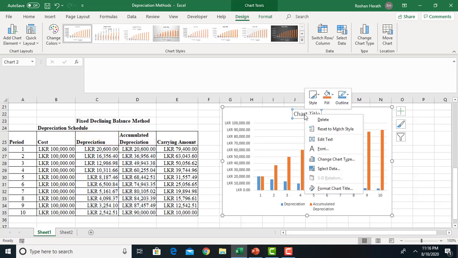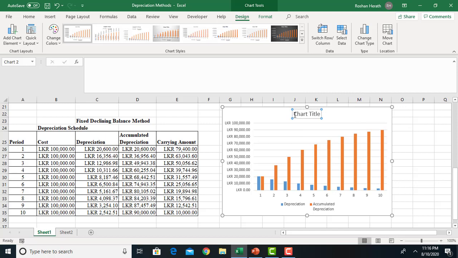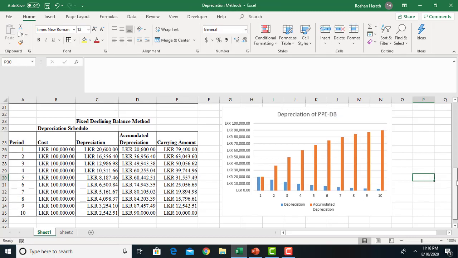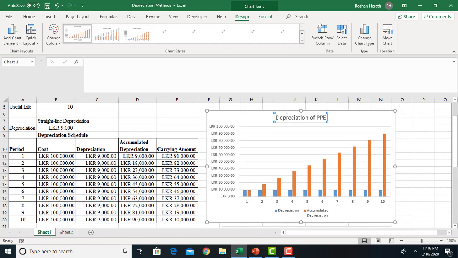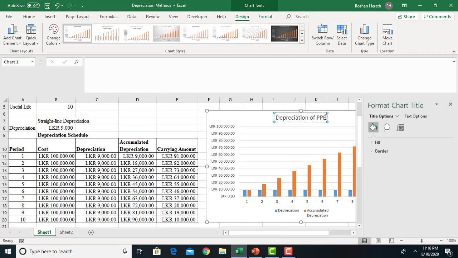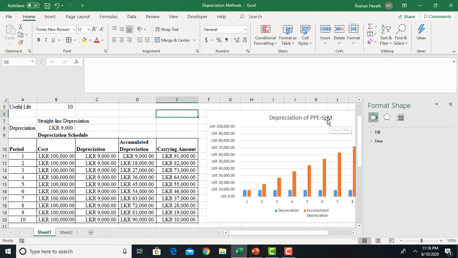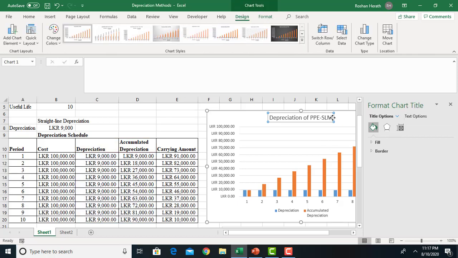So here we call it the depreciation of PPE under the declining balance method. Earlier also I mentioned that it is under the straight line method. So it is denoted by SLN.